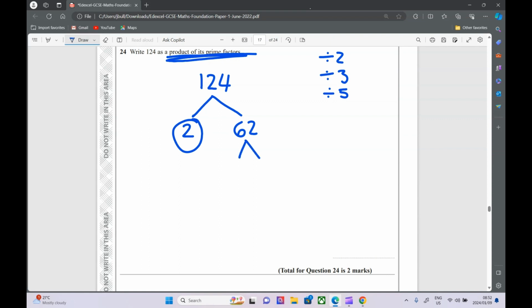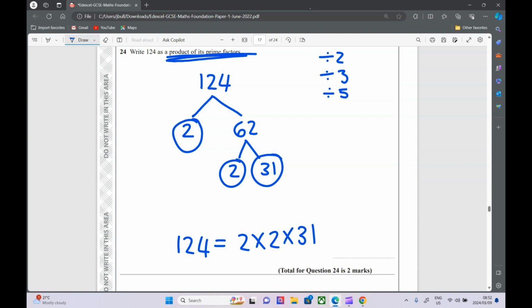Now we're going to keep breaking down the 62. So 62 is the same as 2 times 31. And that is actually as far as we can go because 31 is also a prime number. So we can't break that one down anymore. Once I've got all my prime numbers like this, they want it as a product of prime numbers. So you would say 124 is the same as 2 times 2 times 31. So the product just means write it with multiplying signs between it.